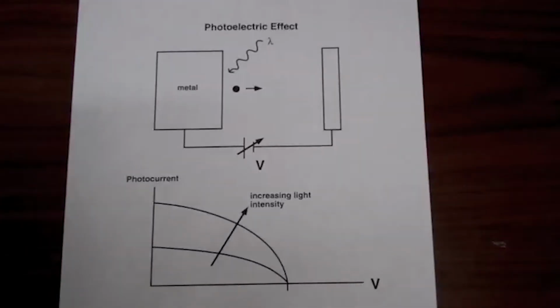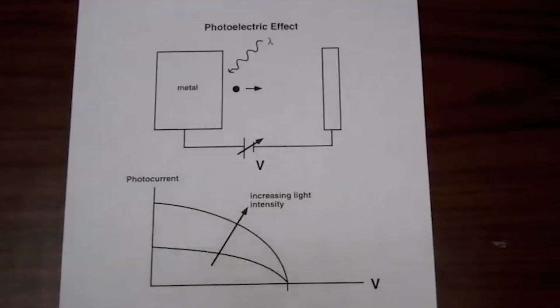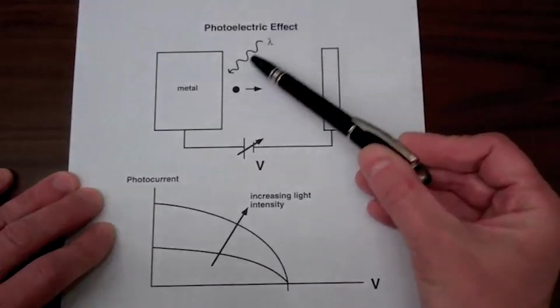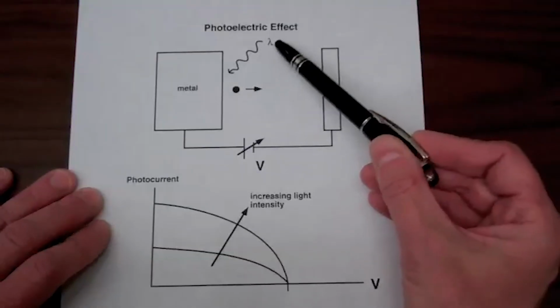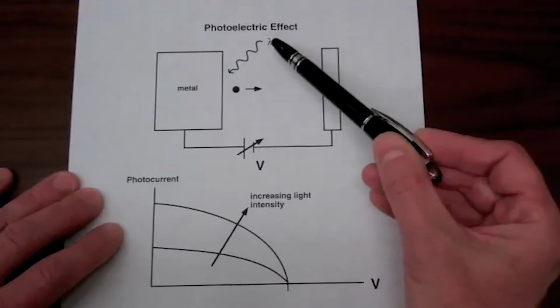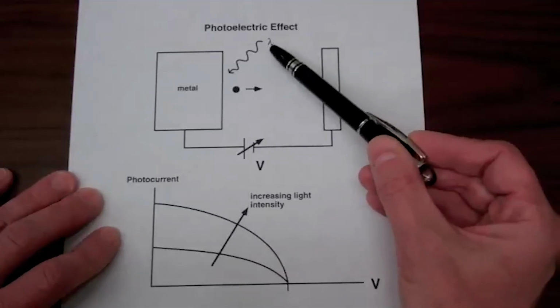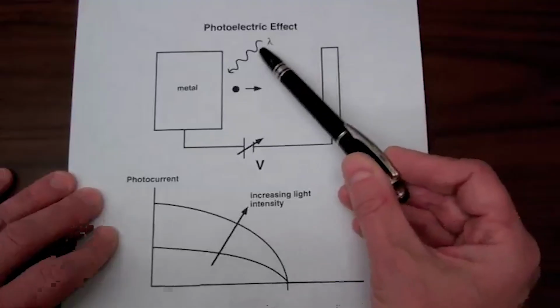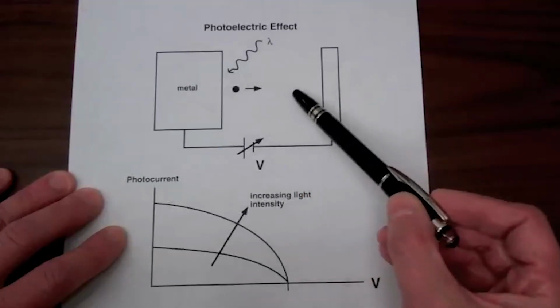This emission of electrons from a metal on which an electromagnetic wave is shining is referred to as the photoelectric effect. The behavior of the emission presented several puzzles that could not be explained with classical physics. So here is our metal, and we're shining light on it, an electromagnetic wave at some single frequency or wavelength lambda. So the electrons absorb energy from the electromagnetic wave and emit into the vacuum.